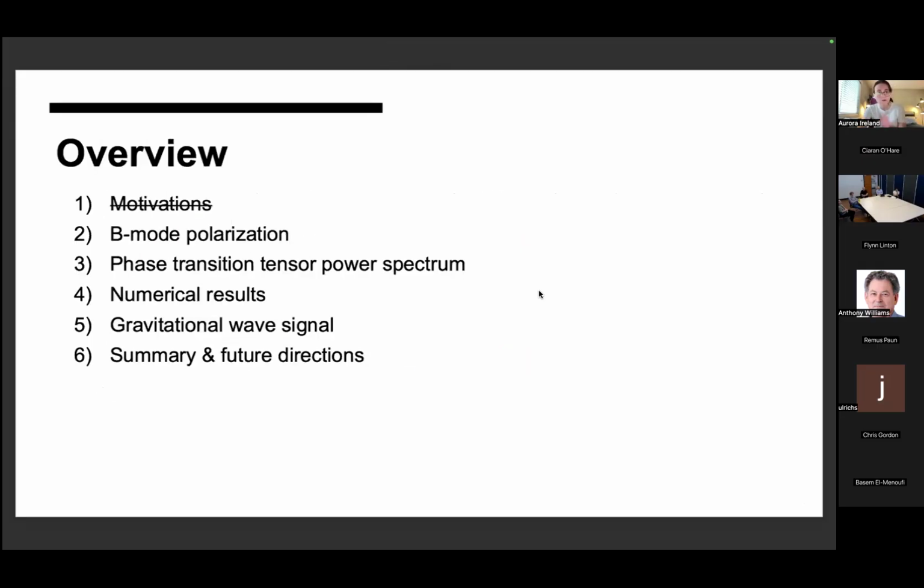All right, so that was the motivations. Next, in terms of the overview, I'm going to go into reviewing how B-mode polarization gets baked into the CMB and how we calculate it. Then review the tensor power spectrum from a first order phase transition, and then we'll get into the results and then complementary gravitational wave signal. But before I jump into that, are there any questions on the motivations?